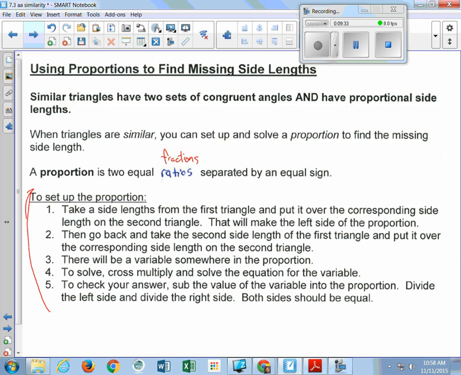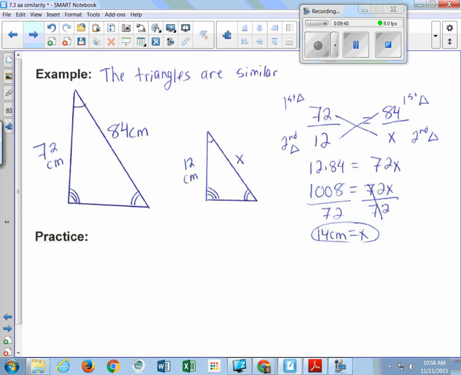The first one says take a side length from the first triangle and put it over the corresponding side length of the second. So if I look at this example here, I'm taking this side and putting it over the corresponding side, which is this side. Use these little markers here to be able to tell. This is between the 1 and the 3 arch in the angles. That just tells you that angle goes with this angle, and the 3 arches goes with those 3 arches.